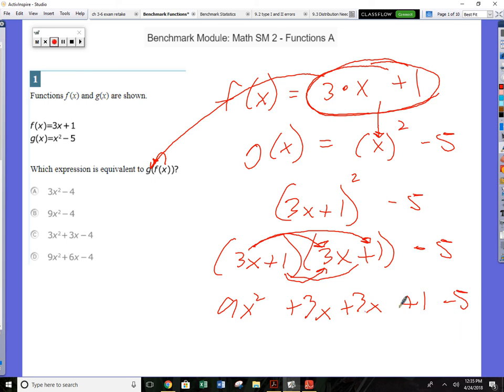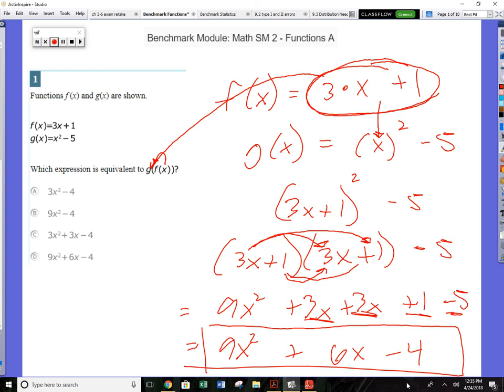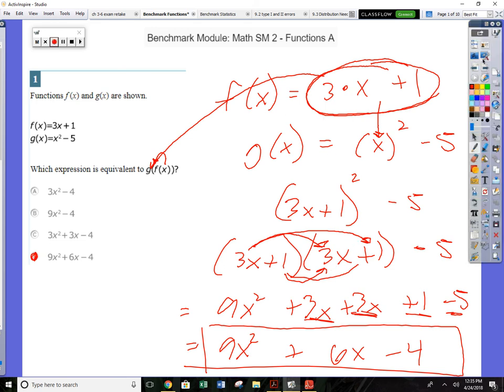And now combine your like terms. So 9x squared, 3x and 3x simplify to a total of 6x, and 1 and a minus 5 total to give you a minus 4. And that is your answer. So that matches up with D. So now using this idea, number 2 is the exact same thing.